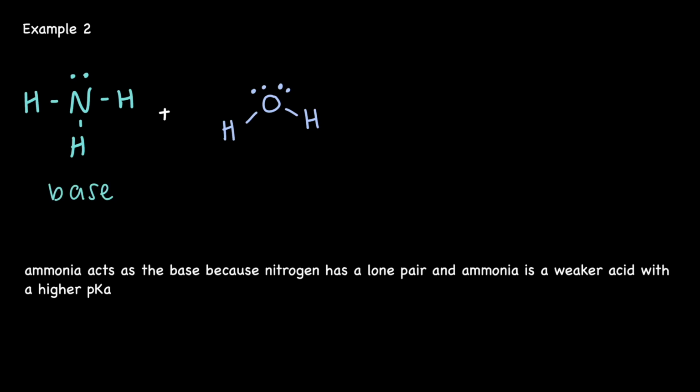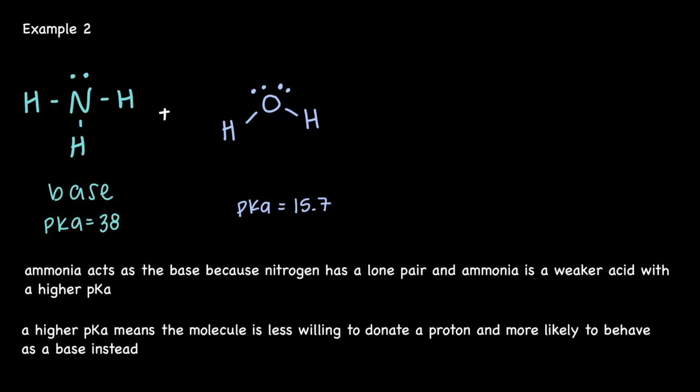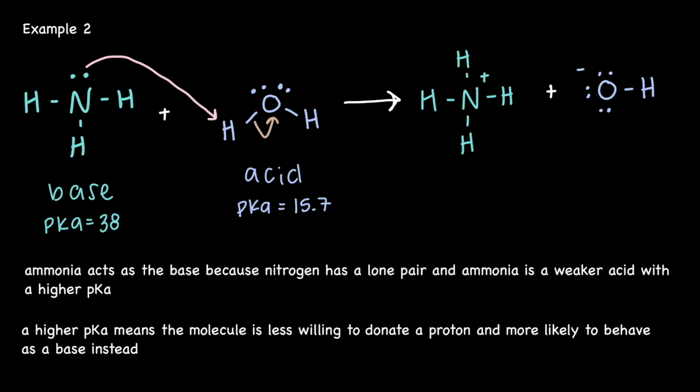Ammonia acts as the base because nitrogen has a lone pair, and ammonia is a weaker acid with a relatively high pKa value. A higher pKa means the molecule is less willing to donate a proton and more likely to behave as a base instead. Water acts as the acid in this reaction. The nitrogen lone pair attacks a proton on water. Then the oxygen-hydrogen bond breaks and the electrons move back onto oxygen. The products are ammonium and hydroxide. Ammonium is the conjugate acid and hydroxide is the conjugate base.